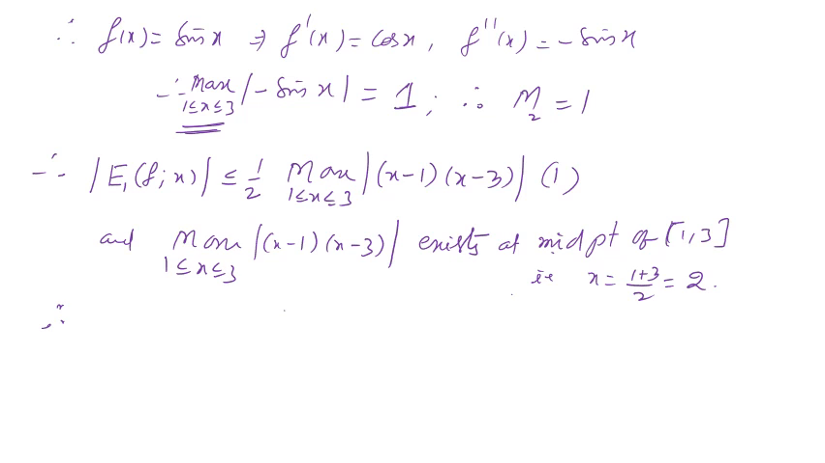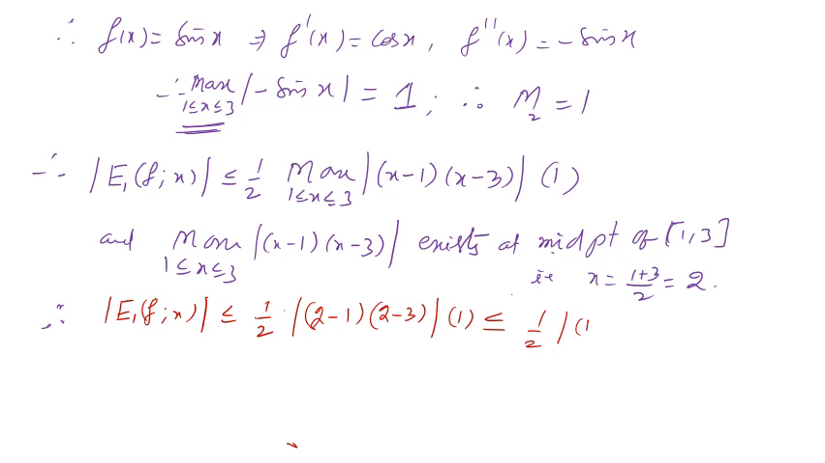Therefore, what is the final error bound? The truncation error bound is less than or equal to 1 by 2 times |2 − 1| times |2 − 3| times 1. So this is less than or equal to 1 by 2 times 1 times 1, which is 0.5. Therefore, the truncation error bound is less than or equal to 0.5.